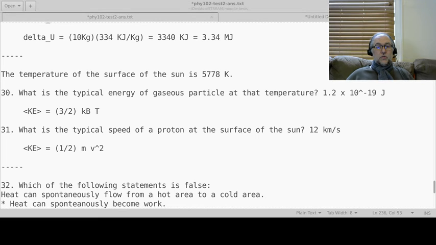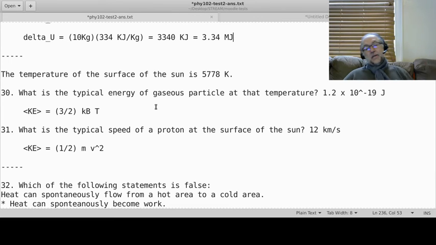The next two questions were about the relationship between kinetic energy and temperature. I just had to pick some temperature, so I picked the surface of the sun, which is at 5,778 Kelvin. I asked the question, what is the typical energy of a gaseous particle at that temperature? I don't even care what kind of gaseous particle it is. It doesn't matter if it's a proton, which is what I ask here, an electron, or helium or hydrogen or whatever, because every particle has the same average kinetic energy at a given temperature.